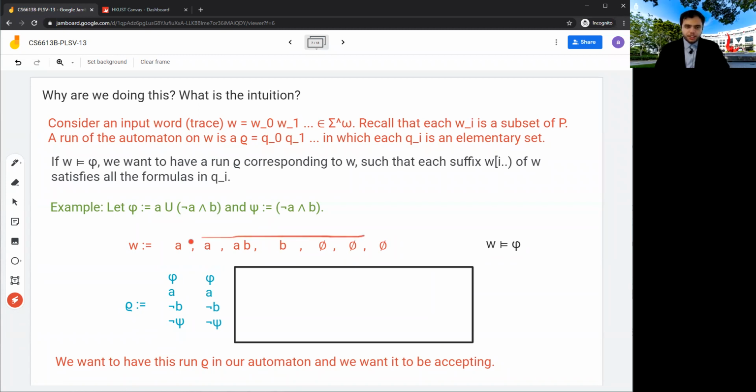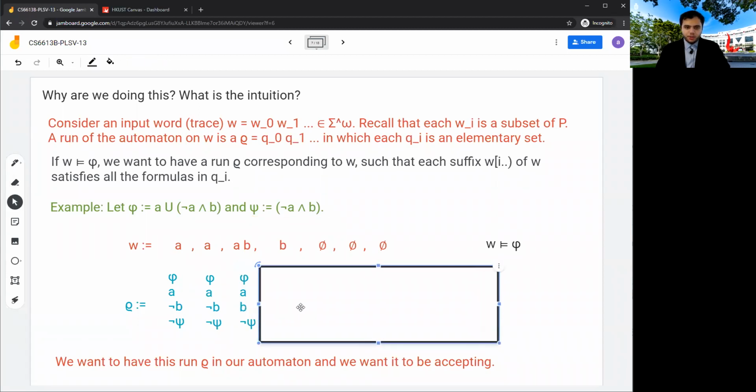So if we start at index 2, we will satisfy phi because, well, at this point we see B and before that, we had A. We satisfy A, we don't satisfy B, and you can also check that we don't satisfy psi. Okay. Now we go one step further.